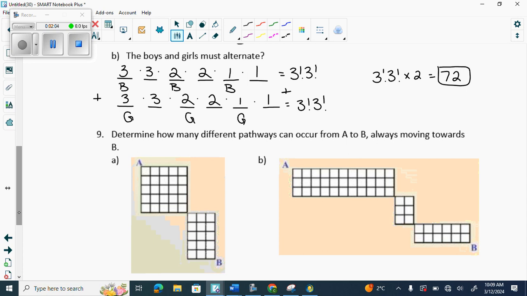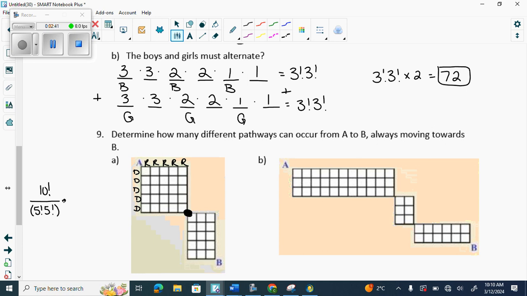Pathways problems. Remember I told you to treat them like the word directions? So down, down, down, right, right, right. This one here would be down, down, down, down, down, right, right, right, right, right. So the first word would be how many letters? 10 factorial over 5 factorial, 5 factorial. Then do I multiply or add? Multiply. And remember I told you, throw a really large dot in the middle here to connect them to remind yourself to multiply. Correct?